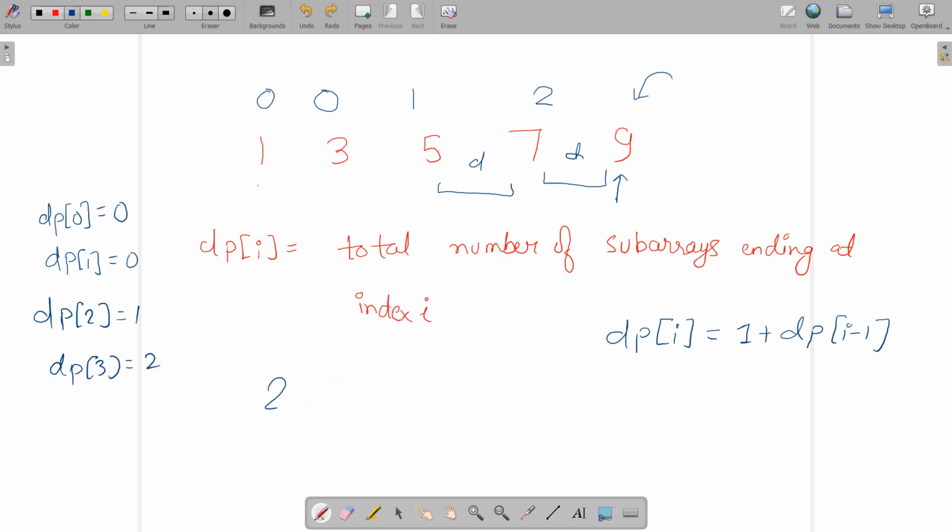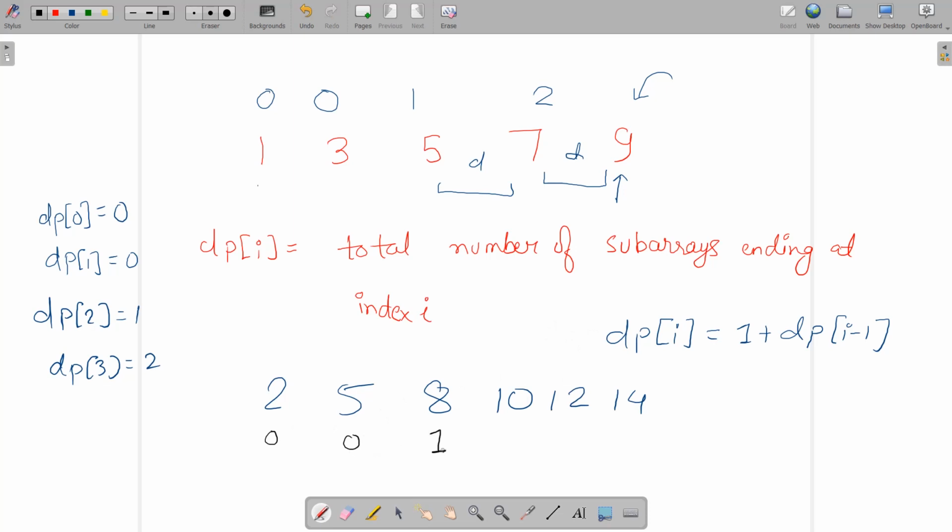Suppose we have the elements like 2, 5, 8, and let's say we have the values as 10, 12, and let's say 14. So what I am going to do is first of all check the value at this position. Total number of subarrays ending at this one is 0, and again this one is 0. When we are at this position, we will try to find out the difference of consecutive elements, which is again 3. So dp of I exactly equal to 1 plus dp of I minus 1, which is 0 plus 1, which is 1.